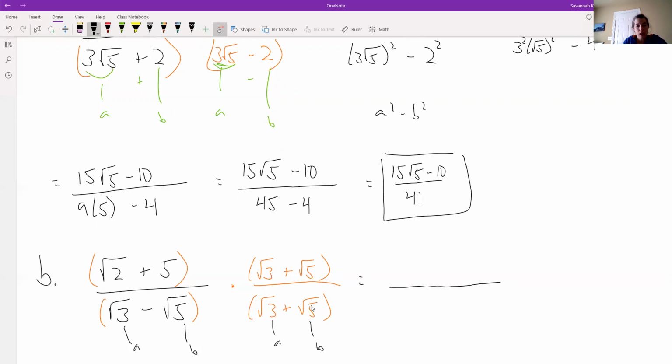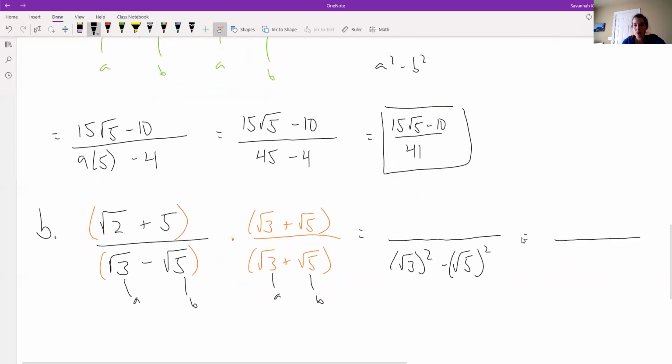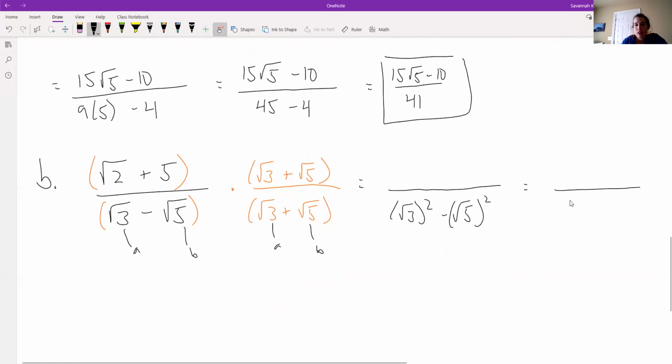So that leads to a squared minus b squared. That leads to our formula, which, just keeping that going so we don't lose our train of thought, leads to 3 minus 5. And that leads to -2. So we'll just go ahead and finish off the denominator. I know I didn't do that in the previous problem. The previous problem didn't have 2 square roots in the denominator.